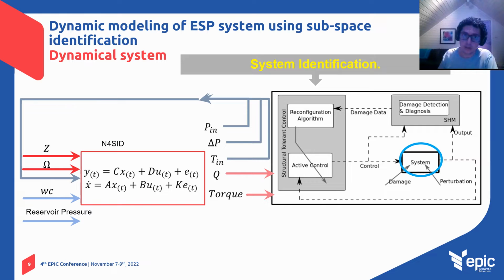So the proposed hypothesis is that it is possible to model the system as a state space system or a series of coupled state space systems. Such a system will have as control variables the choke valve and the rotation of the pump. The water cut and the reservoir pressure are modeled as disturbances. Measurable outputs are the pump inlet pressure, the differential pressure, and the pump inlet temperature. And non-measurable output variables are the flow rate and the mechanical torque.